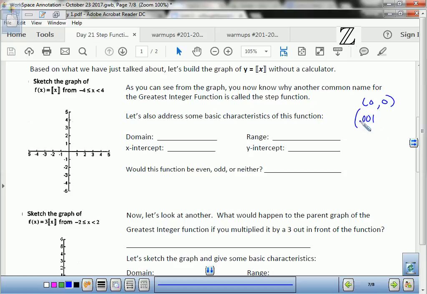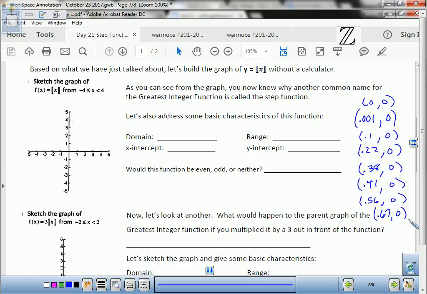0.001. 1,000. What would that round down to? 0. How about just 0.1? What would it round down to? 0. How about 0.22? What would it round down to? 0. How about 0.38? 0. Okay, 0.41. 0. How about 0.56? 0. How about 0.67? 0. How about 0.7? 0. How about 0.88?